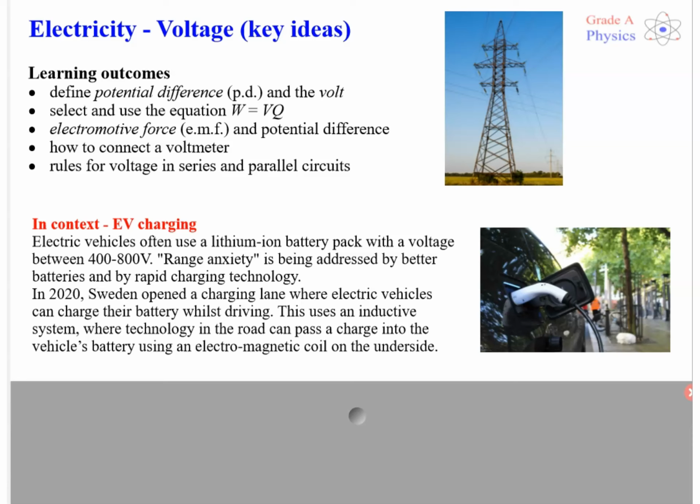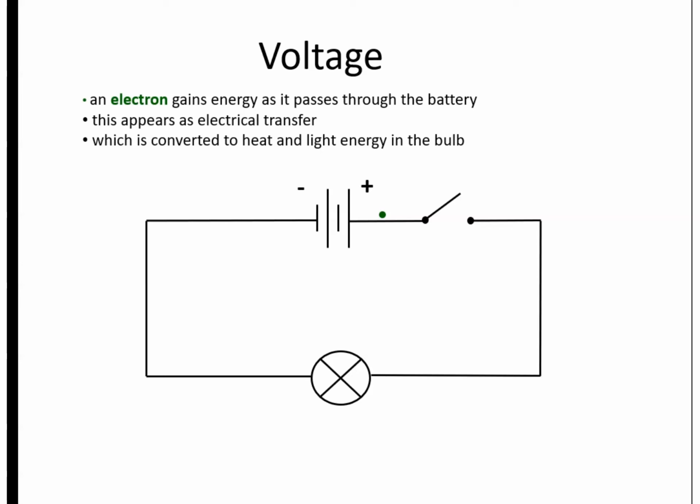There's an idea in Sweden where they have a lane where, using an inductive system, the battery is charged up as the car drives, and there are various other ideas as well. So this is our in context example. Before we look at the formula and the calculations, we need to have an understanding of what voltage actually is, and this is all related to energy.